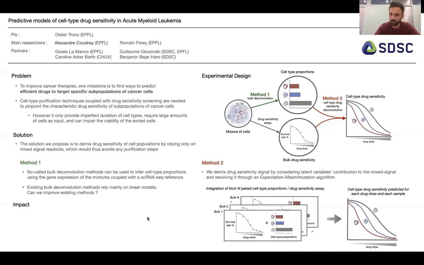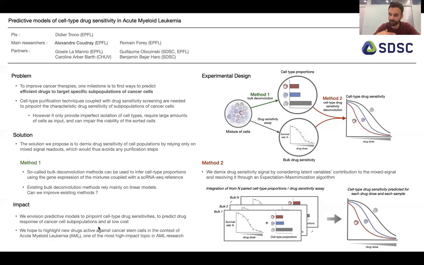We believe this work might have a great impact in the field, we envision those computational methods could replace costly experiments necessary to screen drug sensitivity at the cell type resolution, which can be long, tedious, and expensive. Also, in the specific context of acute myeloid leukemia, we are able to predict drug sensitivity of leukemic stem cells, which is of high clinical interest.